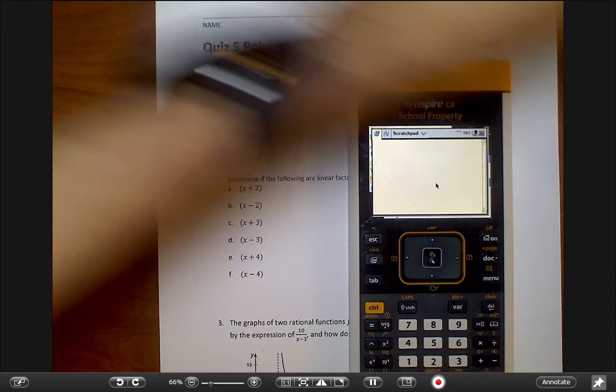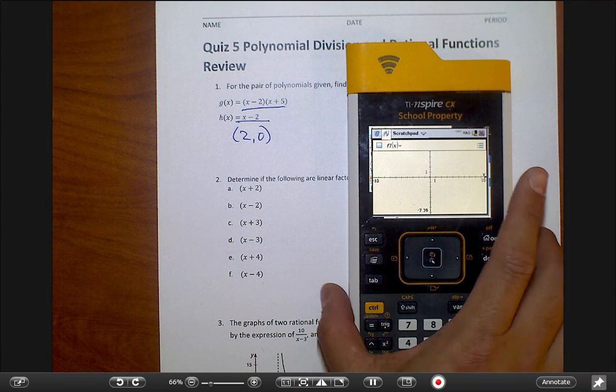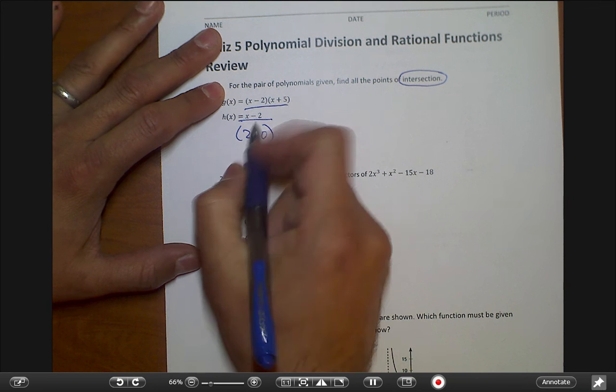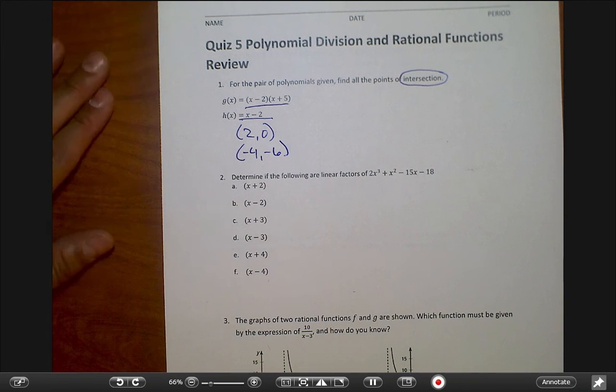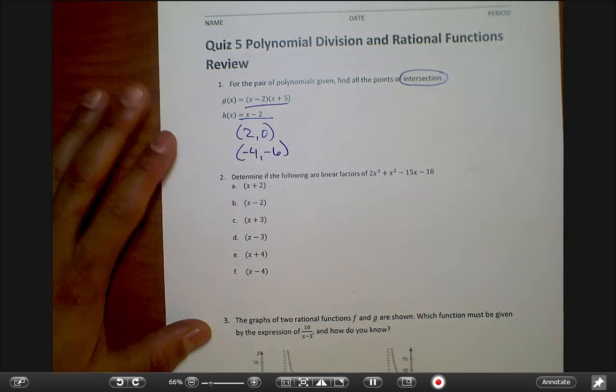All right. So since you guys did that one, what do we got? What's my point? Negative 4, negative 6, right? Yes, sir. Okay. So the calculator just did all that. I just need to know how to do it. Now the next thing right here is important.